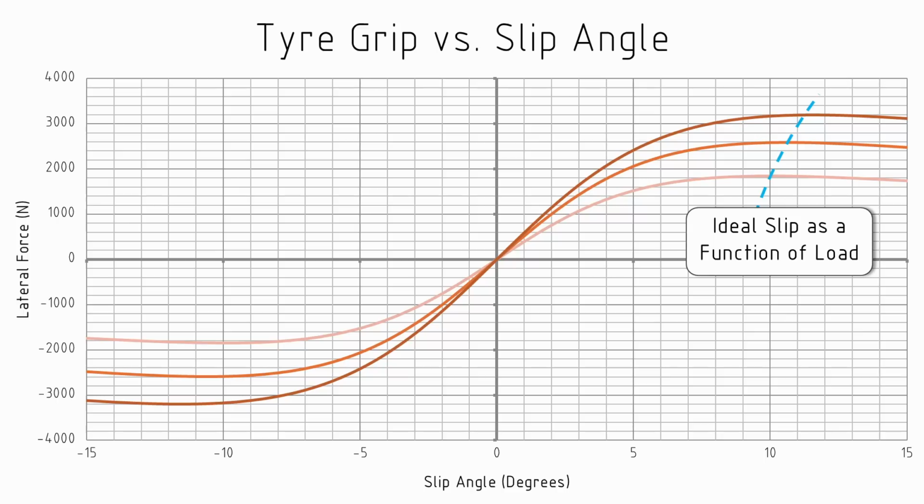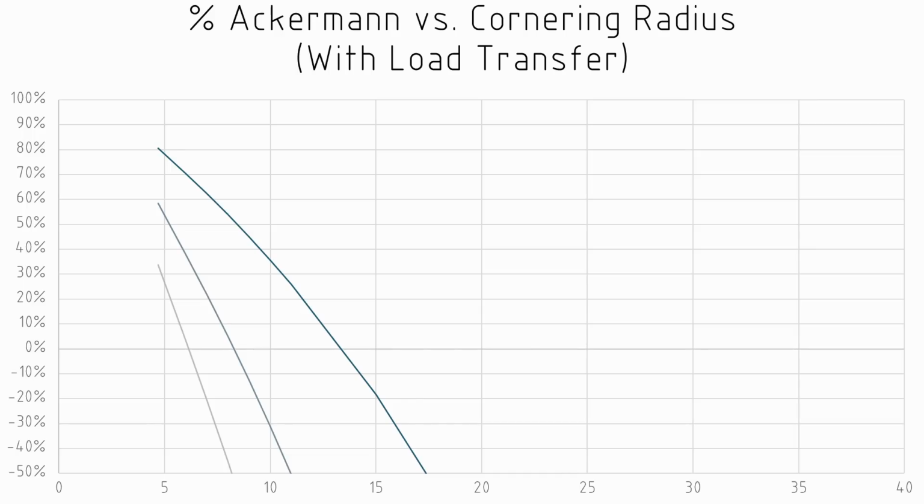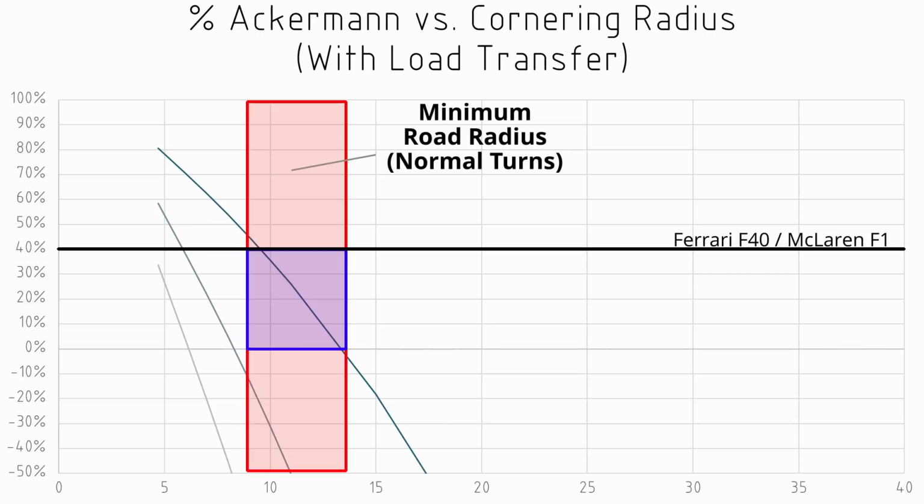So the graph of the percent Ackermann versus cornering radius when we include this load transfer would indicate that we would need less Ackermann than if we didn't include the load transfer. Of course, this is very tire dependent. So I would think a reasonable amount of Ackermann to have would probably be between parallel steer and say 40–50%. And that's more because we are always going to have some of that low speed turning, and we don't want to have the car's front tires fighting themselves in those conditions.